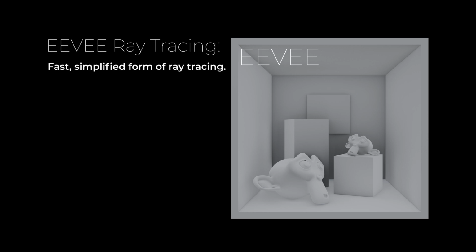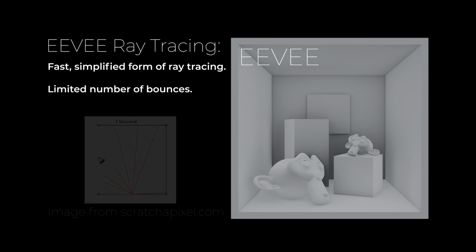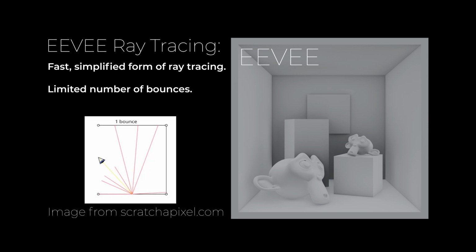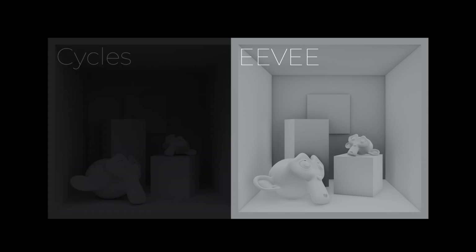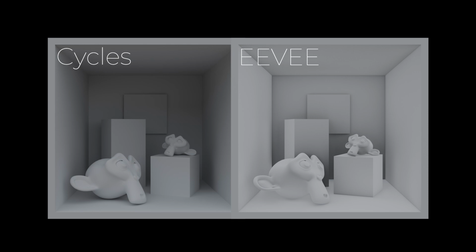However, Eevee doesn't use full path tracing like Cycles. The number of bounces is limited, so it applies darkening based on the proximity to nearby surfaces, but the rays don't continue bouncing to create the natural fade into occluded spaces like we see in Cycles. As a result, occluded areas can also appear flatter. There are plenty of tutorials out there on how to make Eevee look more like Cycles, so I won't go too deep into that here.